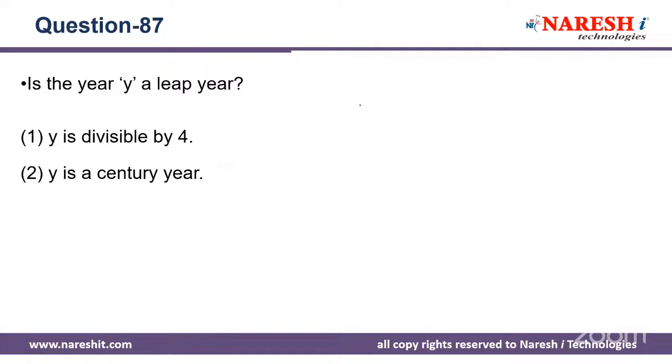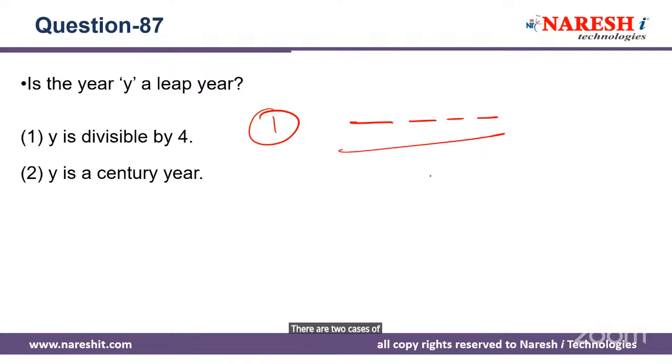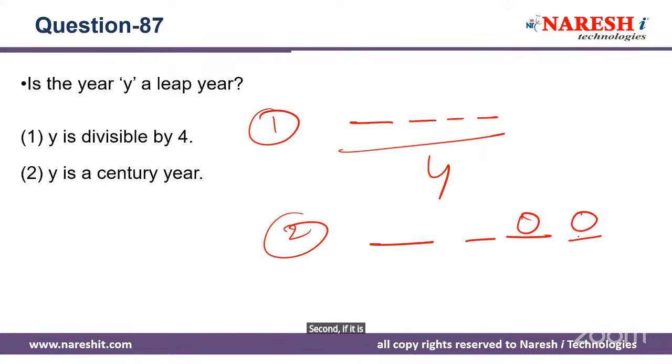Next is the year. Why a leap year? First of all, what is a leap year? There are two cases of leap year. One, it should be divisible by 4. Second, if it is a century, that is, the last two digits are 00, it should be divisible by 400.